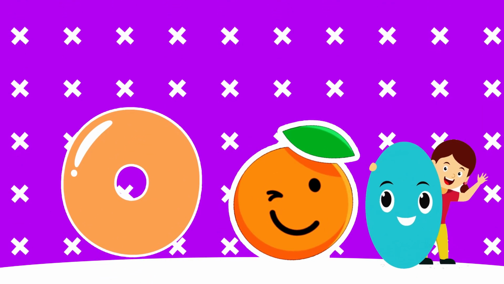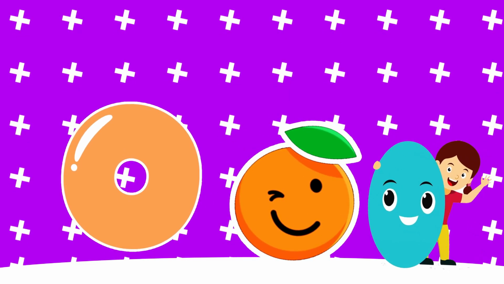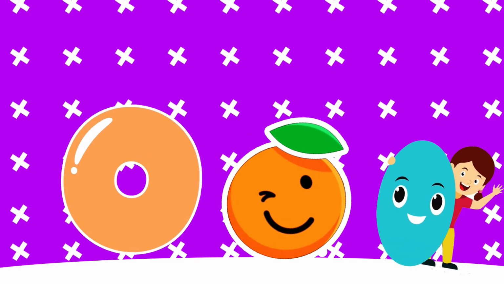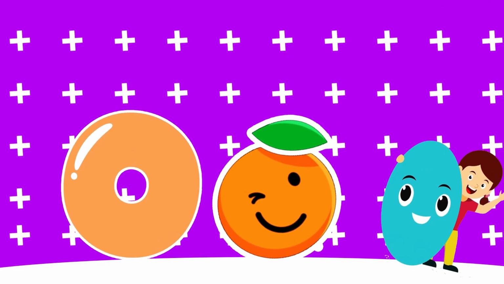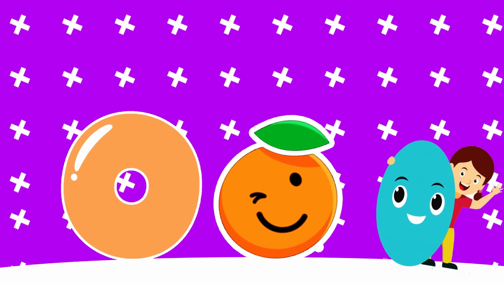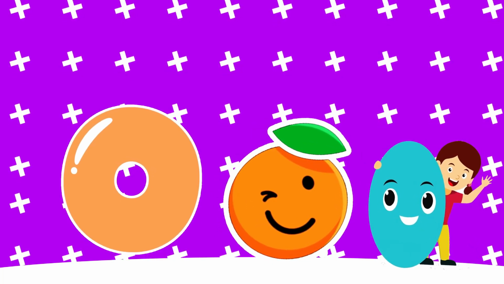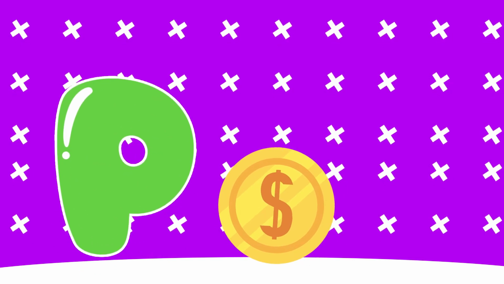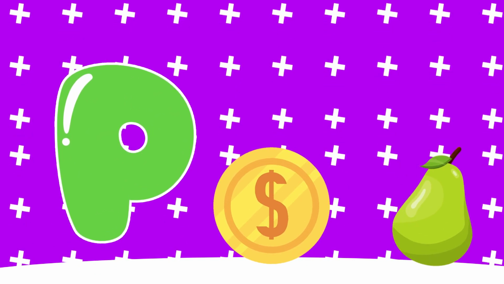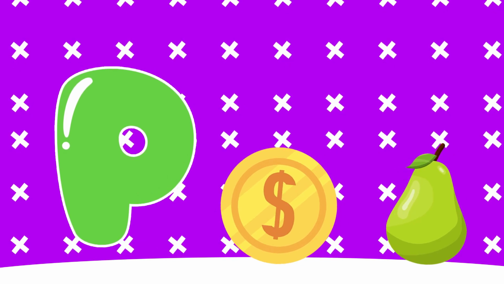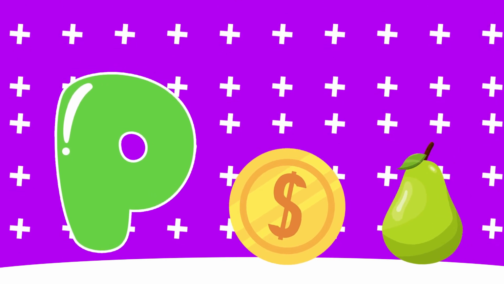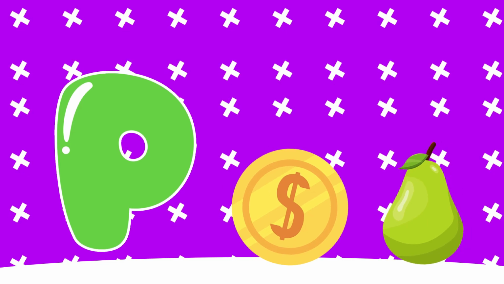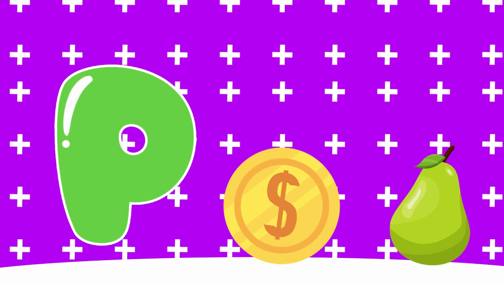O is for orange. O is for oval. P is for penny. P is for pear.